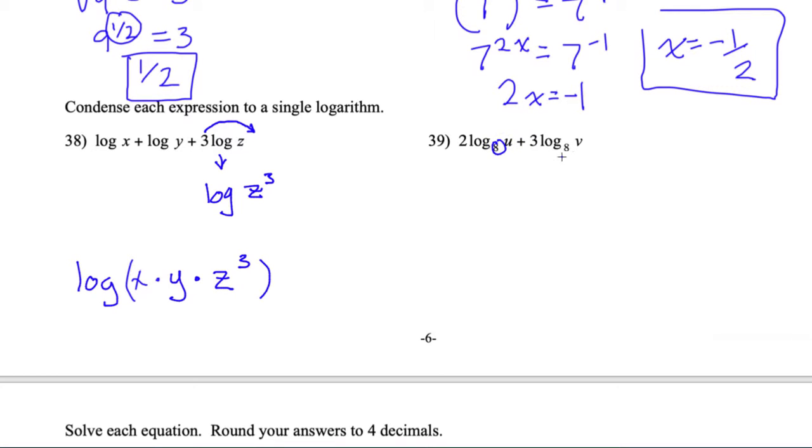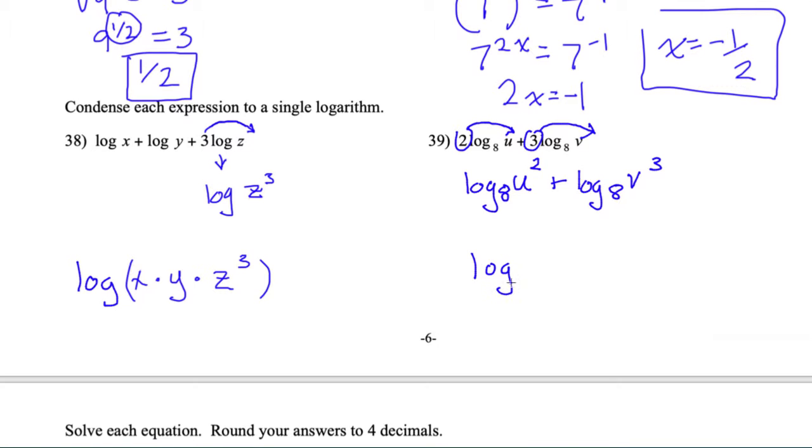They both have the same base, log base 8, which means I'm going to be using the property that whenever I add logs, I'm really multiplying the insides. So this is going to change into log base 8 of u to the power of 2. Again, this 2 comes up here, and then this 3 comes up here to a power. So it's going to be plus log base 8 of v to the power of 3, and then I'm going to use the product property, I'm guessing is what it's called, the logarithmic product property, or addition property. I'm not sure what name it goes by, but the answer is log base 8 of u squared times v cubed.